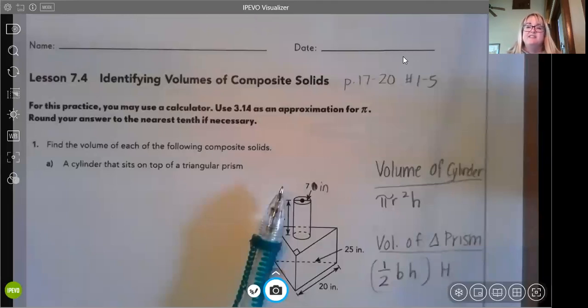Anyway, we are shortening our assignment. We're working page 17 through 20, number 1 through 5. And I'm going to help you get started, but let you finish the problems on your own. So let's take a look at this.